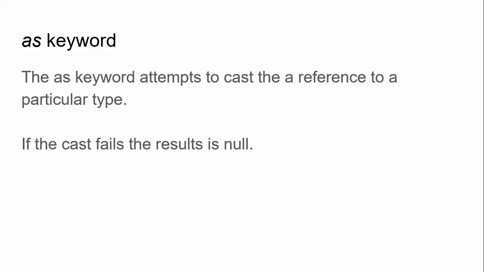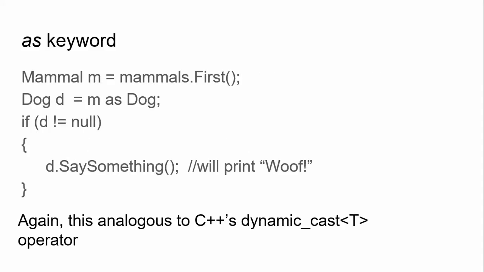If the cast fails, the result is null. So rather than having the cast blow up and crash, it will fail gracefully. So is and as are just ways of doing type checking at runtime. If I have a mammal, I can gracefully cast it to a dog and then test the result. That's your dynamic cast operator in C++.